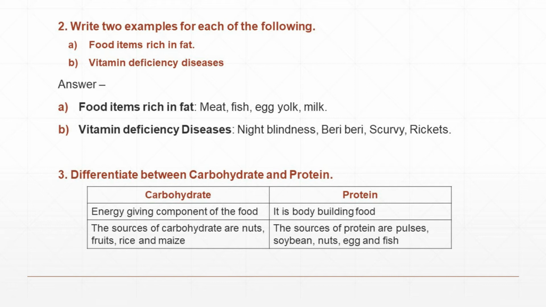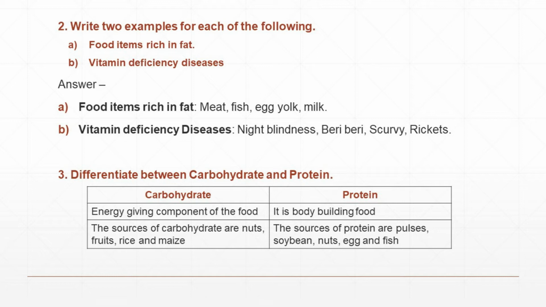I'll repeat the question and answer once again. Write 2 examples for each of the following. Food items rich in fat, vitamin deficiency diseases. Answer, food items rich in fat, meat, fish, egg yolk, milk. Vitamin deficiency diseases, night blindness, beriberi, scurvy, rickets.